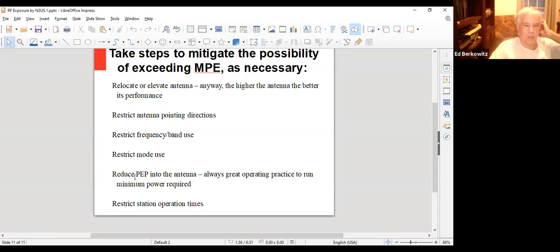Another big factor is to reduce your power into your antenna. Although I have two Alpha amplifiers, about 80% of the time, I don't run my amplifiers, because it's always good amateur operating practice to run the minimum power required. So if you do some of these things like elevate your antenna and run the minimum power, I'm sure you won't have to restrict your station operation times. So again, the big points I wanted to mention is, since power falls off as 1/(4πr²), keep your antenna as high as possible. You'll work more DX that way anyway, and reduce your power.